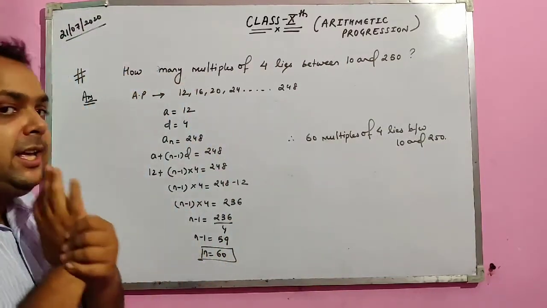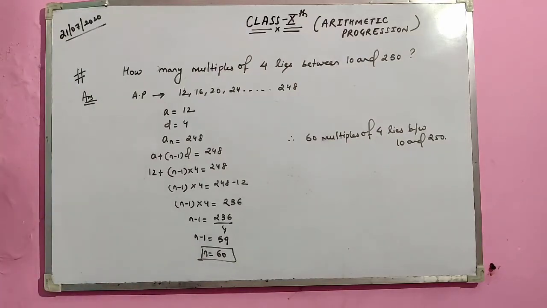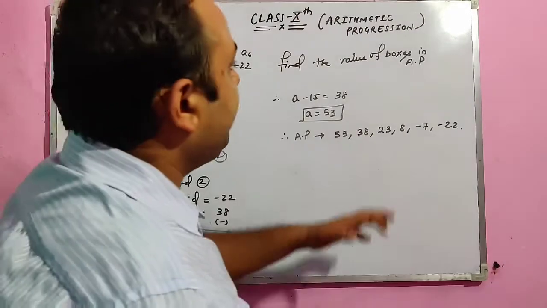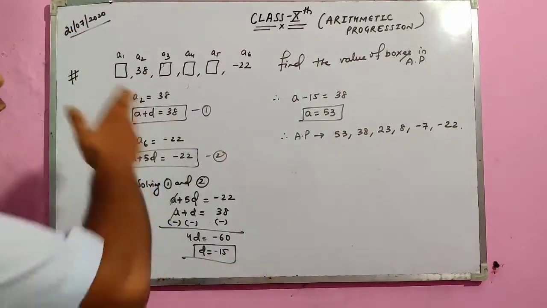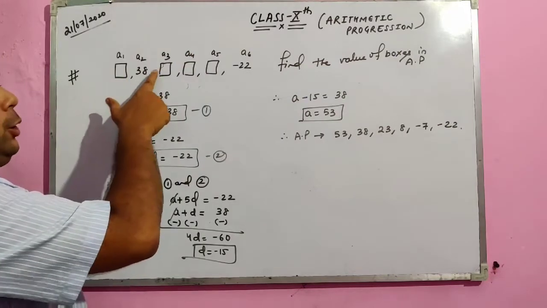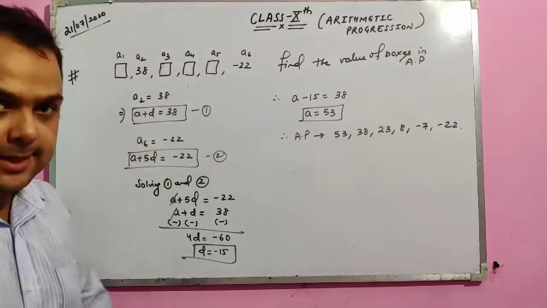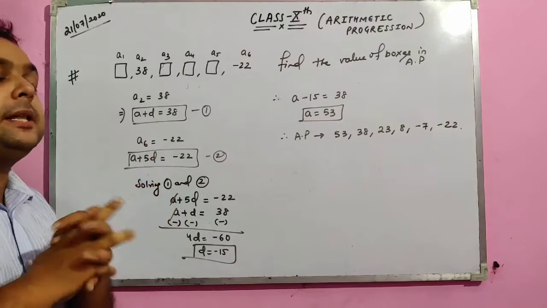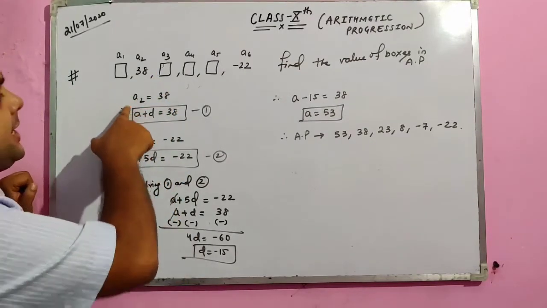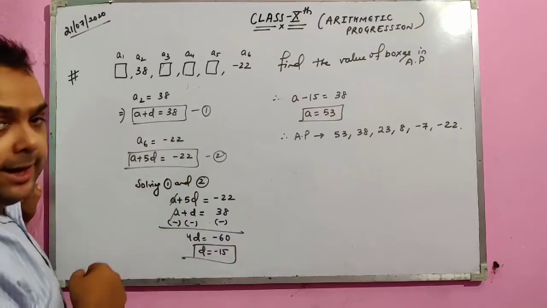Please see this very carefully. In this problem, we have to find the empty boxes. They all are in AP. This is the second term and this is the sixth term. A1, A2, A3, A4, A5 and A6. We will have to solve this by the method of equations. A2 is 38. So A2 can be written as a plus d is equal to 38.